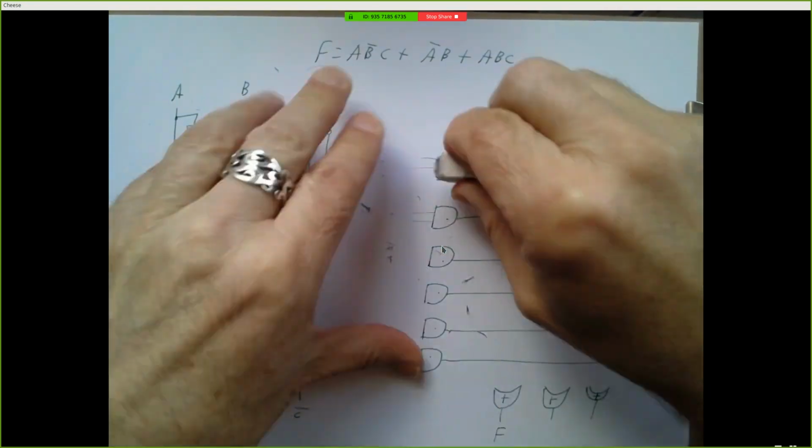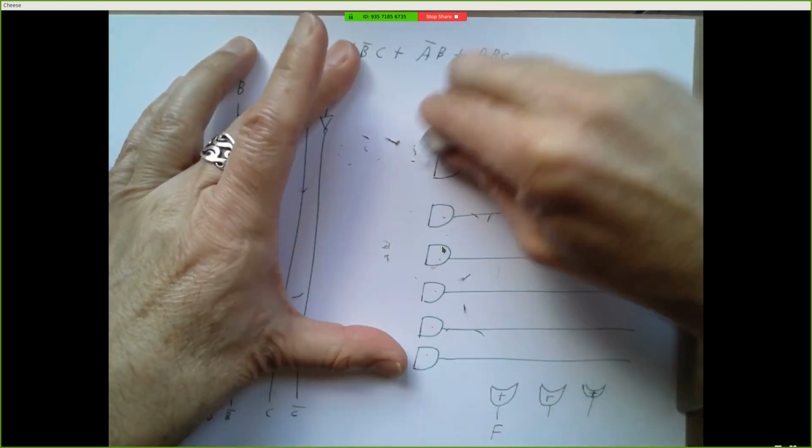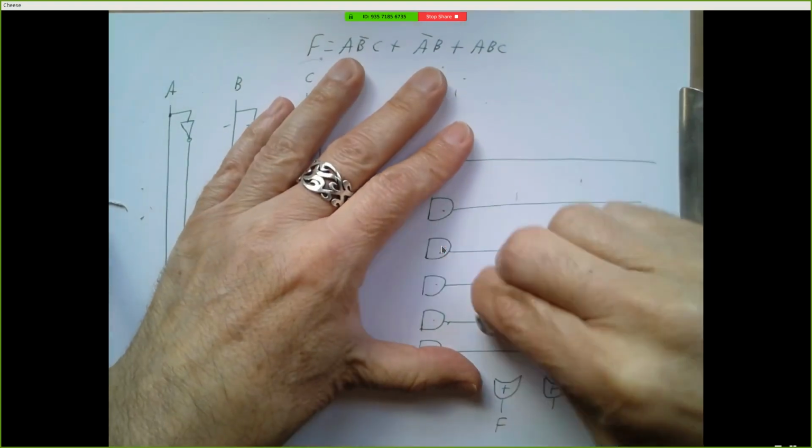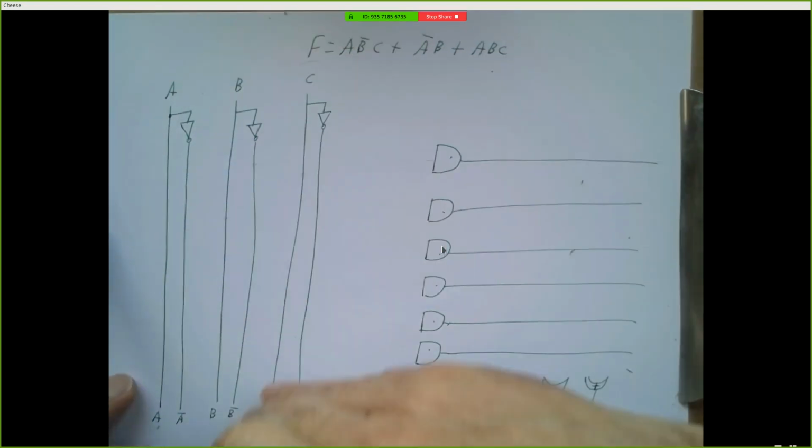I hope whoever invented the eraser got a lot of money for it, because erasers are awesome. They probably didn't.